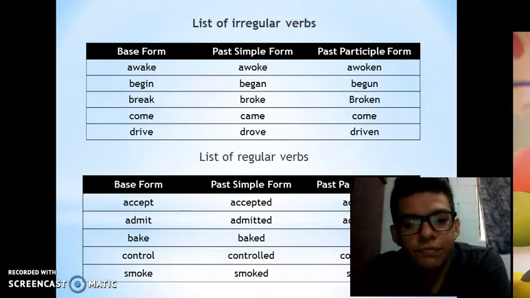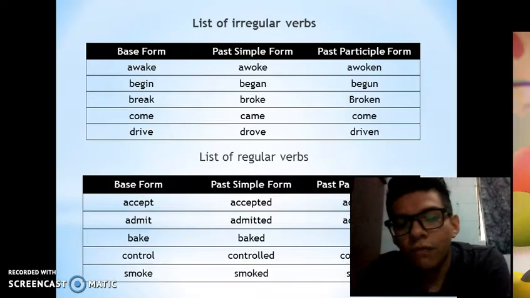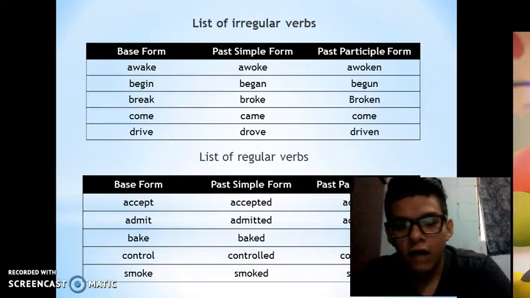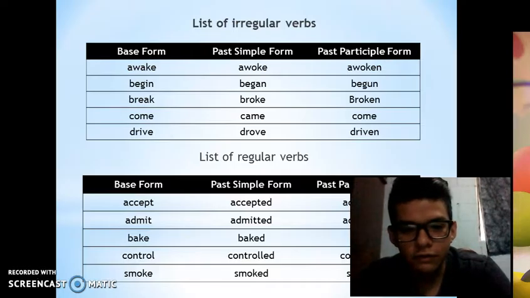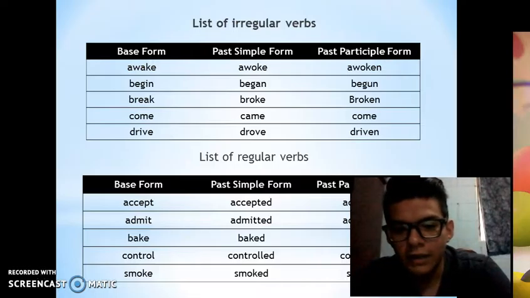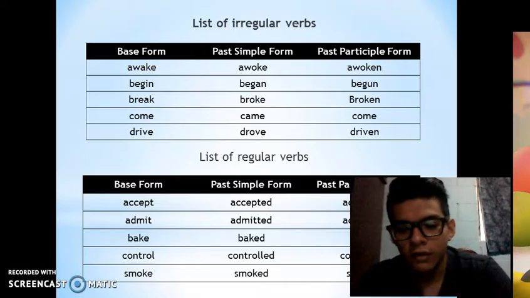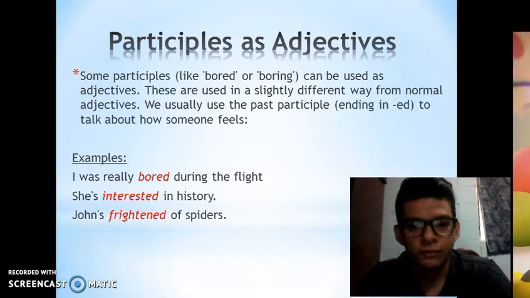So we have this verb, accept, accepted, accepted. As you can see, guys, past simple form and past participle form are alike. Why? Because you only have to add ed at the end of the verb. For example, admit, admitted, admitted are alike. Bake, baked, baked. And the last one, smoke, smoked, smoked. This is the list, guys, that you can use.